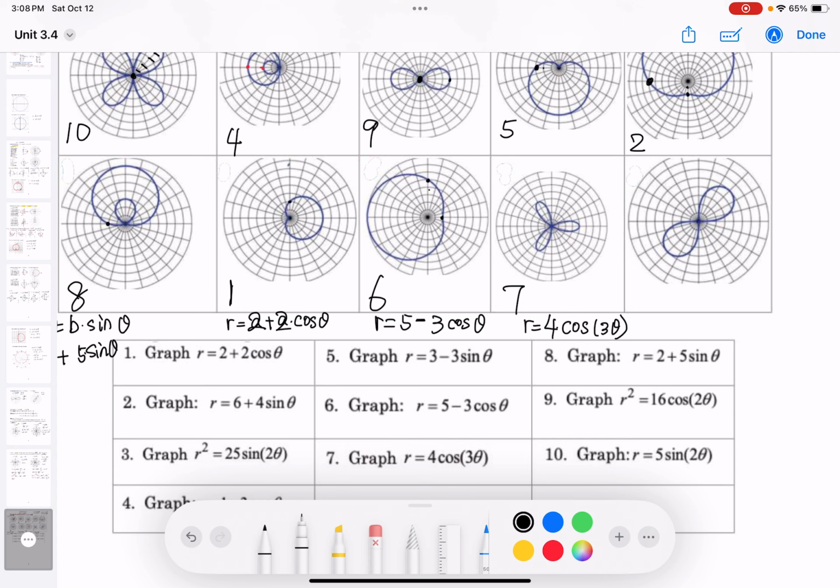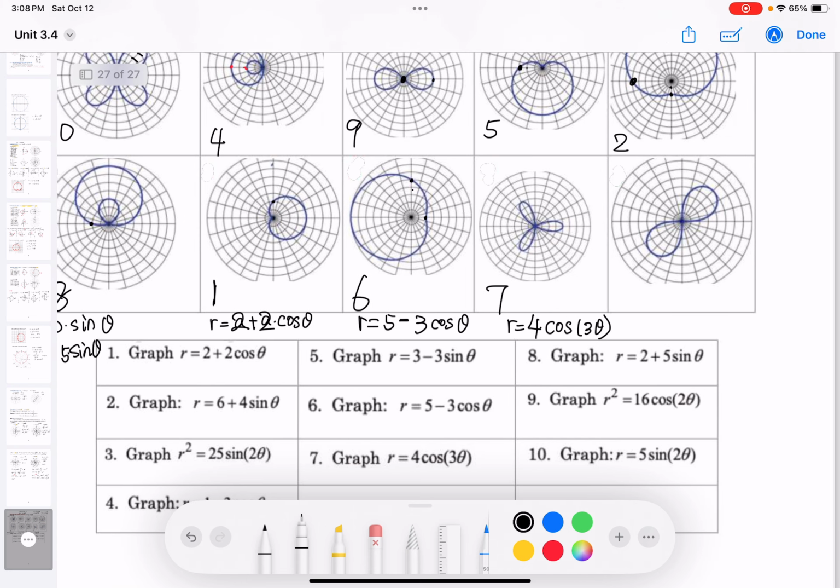We have a figure 8 shape. If I have a figure 8 shape, I must have r squared equal to a squared times sine or cosine. In this graph, the 8 is not on the x-axis, so this is sine 2 theta. And what is a squared? 1, 2, 3, 4, 5. A squared is 25. r squared is equal to 25 times sine 2 theta. So let's see which number it is. The number is 3.